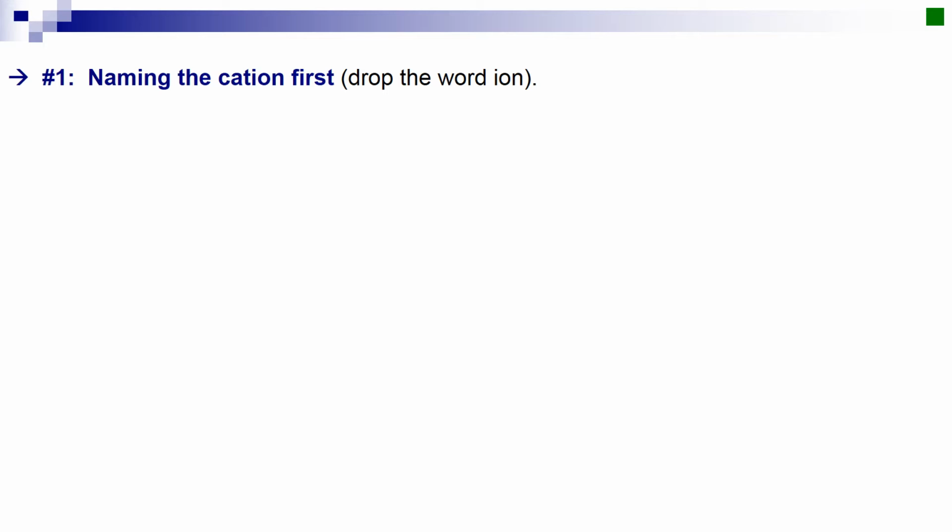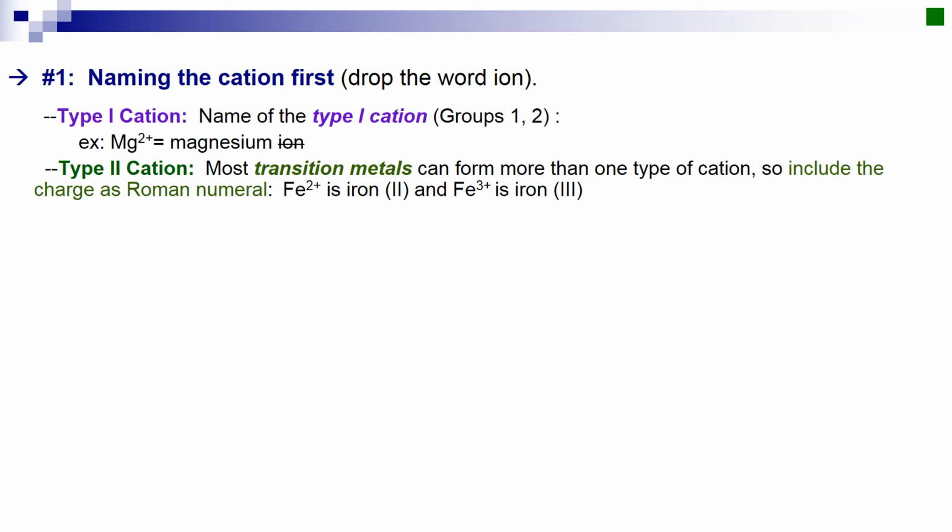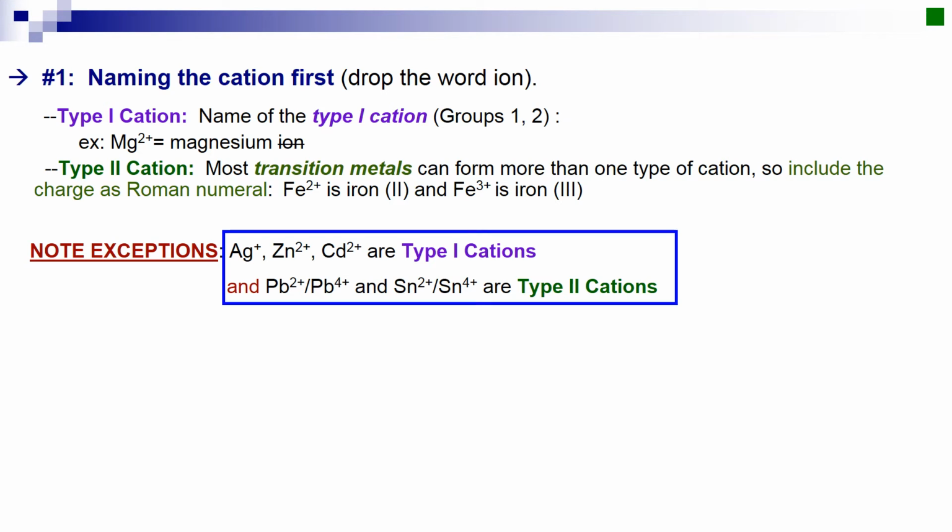So first off is naming that cation, again dropping the word ion. If you're looking at a type 1 cation, like your group 1 and group 2, say for example magnesium, versus if you're naming a type 2 cation, most transition metals have various charges. So your iron 2, like we said, the 2 plus represented by the Roman numeral 2, the 3 plus represented by the Roman numeral 3. Again, think of those exceptions. Zinc, silver, and cadmium are type 1 cations, and then lead and tin are type 2 cations.